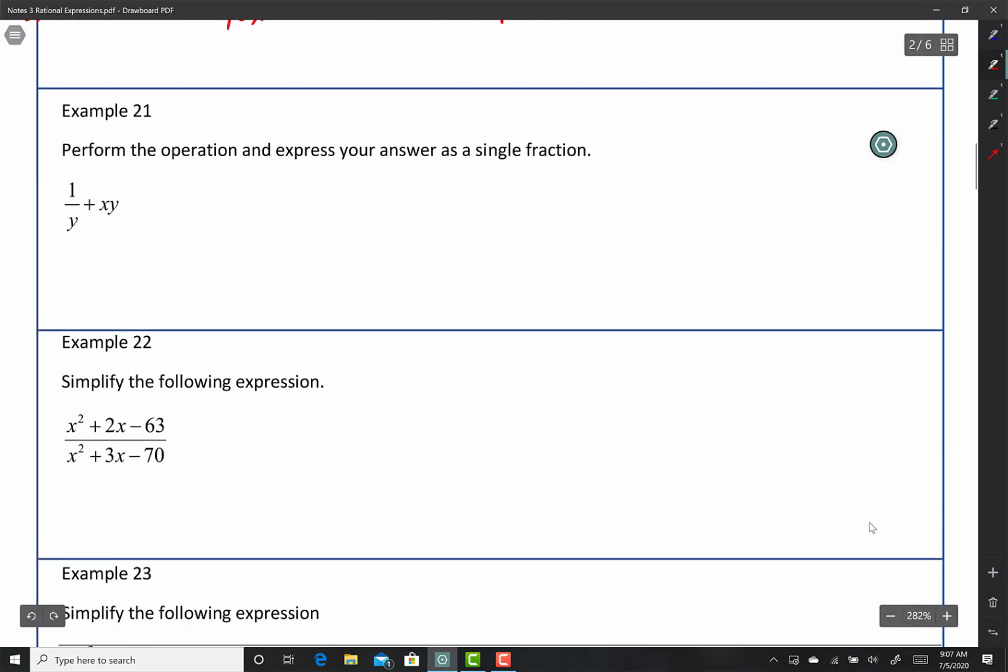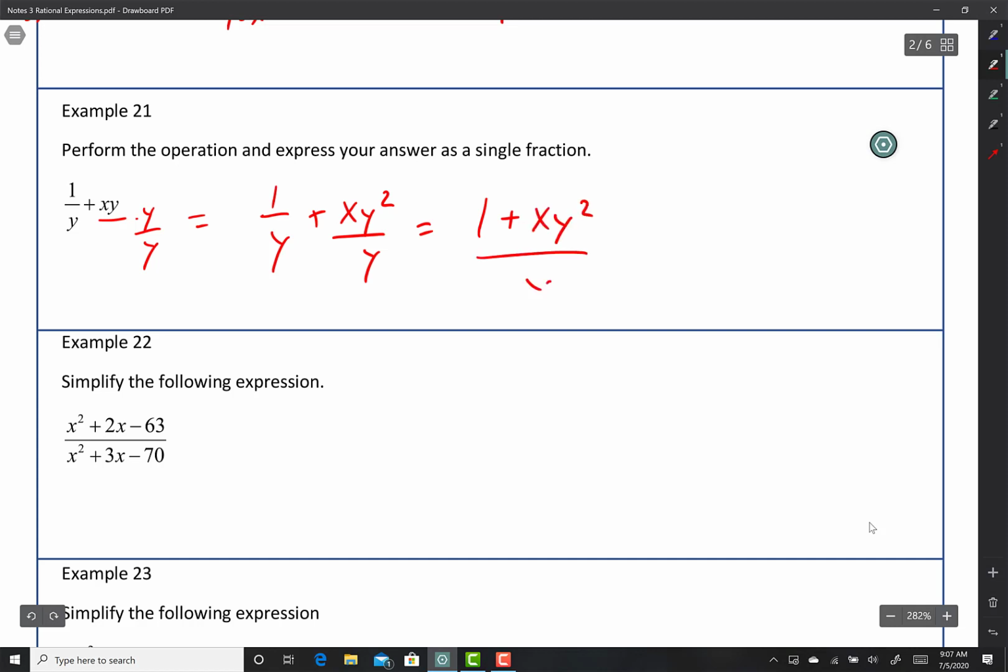All right, continuing, example 21 here. It says, perform the operation, express your answer as a single fraction. So I have a y in the bottom. We can't add these two until you get another y in the bottom. So I'm going to multiply this product, this xy, by y over y. And when you do that, you get 1 over y plus xy squared over y. And now we can go ahead and just add these two up. 1 plus xy squared over y.